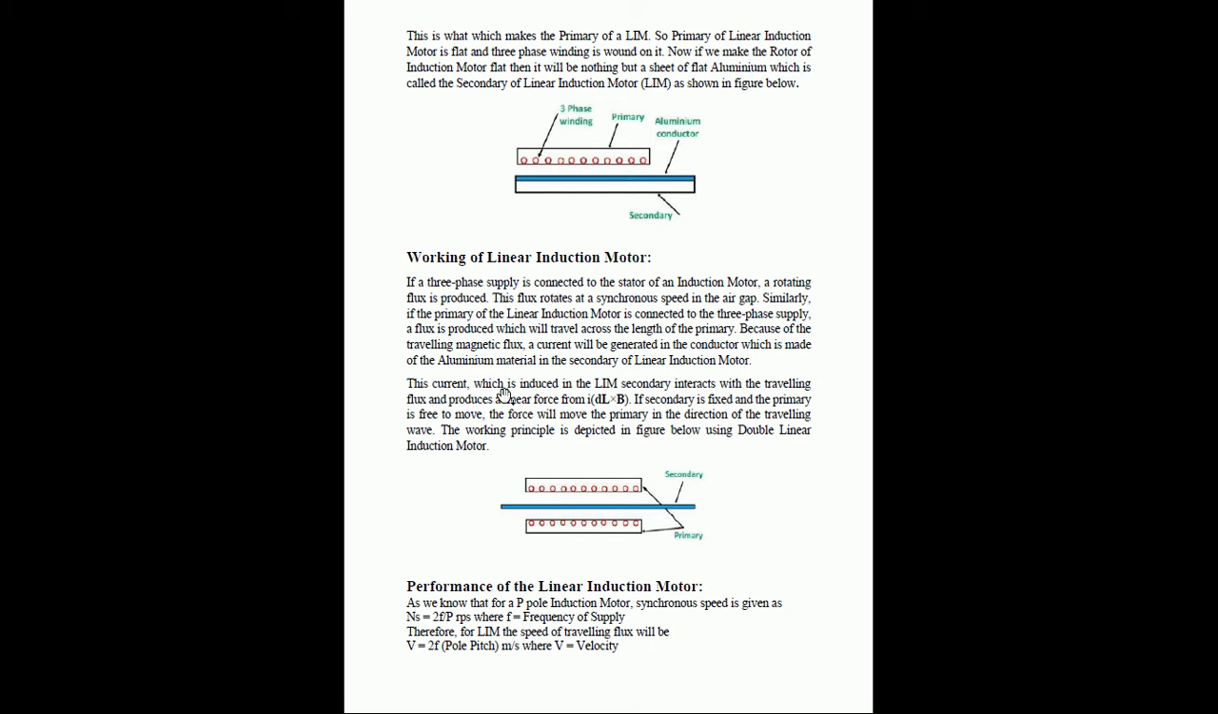This current induced in the secondary interacts with the traveling flux and produces a linear force, that is I into dl into B. If the secondary is fixed and the primary is free to move, then the force will move the primary in the direction of the traveling wave. The working principle is depicted in the figure below, using a double linear induction motor.